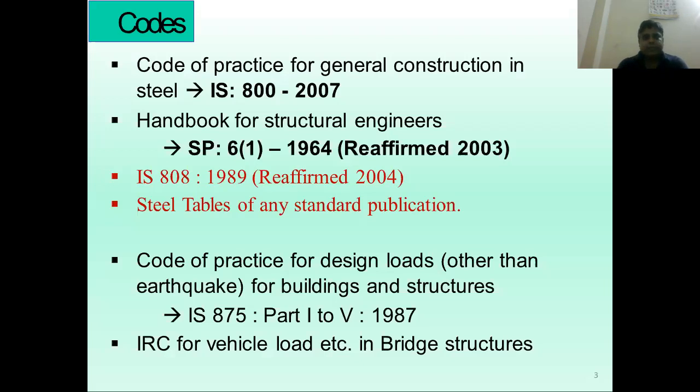Codes are Code of Practice for General Construction in Steel IS 800 2007. Handbook for Structural Engineers SP 6 1964, reaffirmed 2003. IS 808 1989, reaffirmed 2004. Steel tables of any standard books.